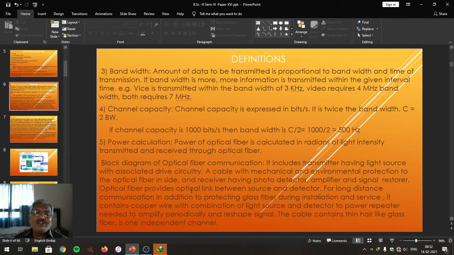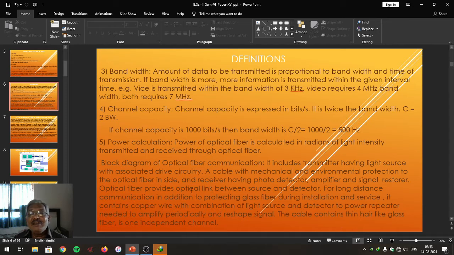For long distance communication, in addition to protecting the glass fiber during installation and service, the cable contains copper wire with a combination of light source and detector to power the repeater, which is needed to amplify periodically and reset the signal.